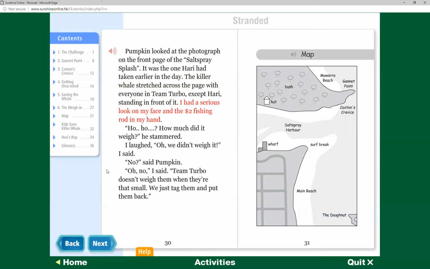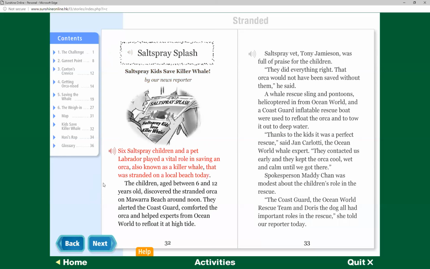Salt Spray Splash. Salt Spray Kids Save Killer Whale, by our news reporter. 6 Salt Spray children and a pet Labrador played a vital role in saving an orca, also known as a killer whale, that was stranded on a local beach today. The children, aged between 6 and 12 years old, discovered the stranded orca on Mawara Beach around noon. They alerted the Coast Guard, comforted the orca, and helped experts from Ocean World to refloat it at high tide.